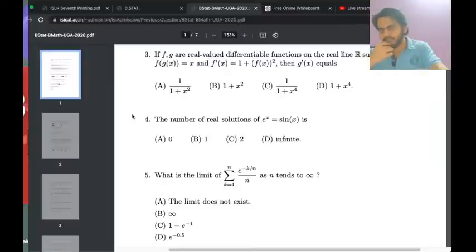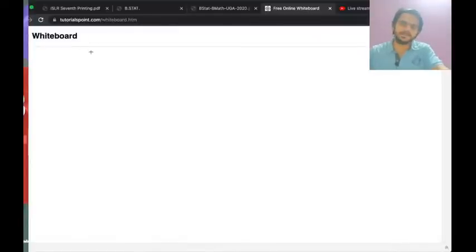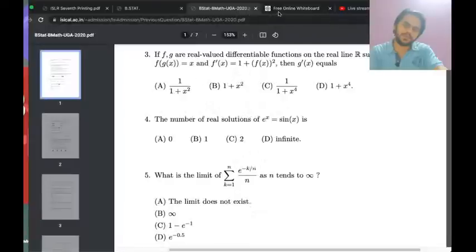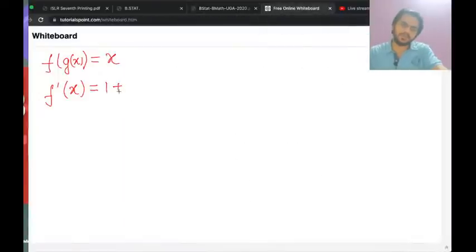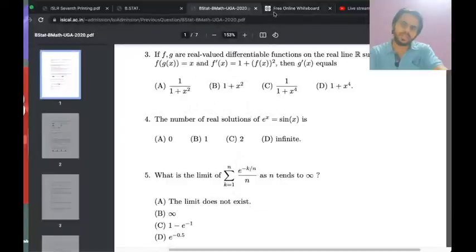Let's try to solve this. I know f of g of x is equal to x, and f dash x is given as 1 plus f of x whole square. Now you need g dash x.